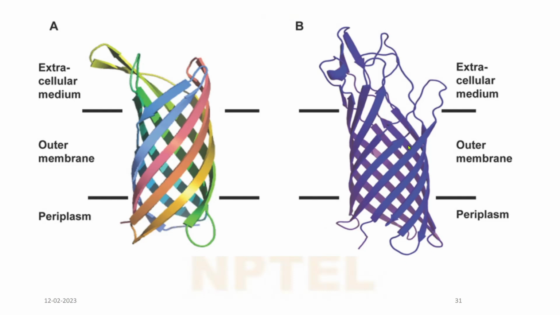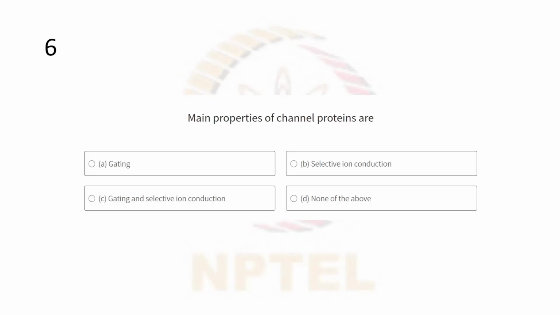So here, this is how a schematic diagram for a beta barrel protein looks. Okay, next, given that we had a little understanding about membrane proteins, one class of membrane proteins is channel proteins. So what is the main purpose of the channel proteins?